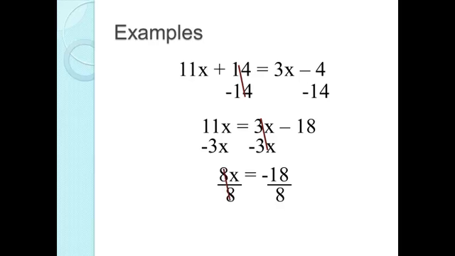and negative 18 is not divisible by 8, so remember we can leave our answer as an improper fraction. Make sure if your answer is a fraction, always check to see if you can simplify. In this case, we can divide both the numerator and denominator by 2, leaving us with the final answer of negative 9 over 4.